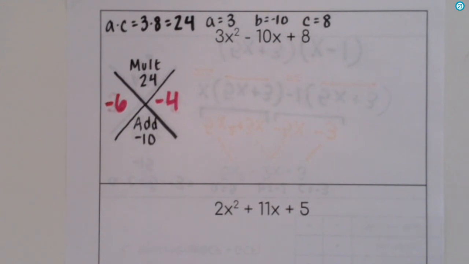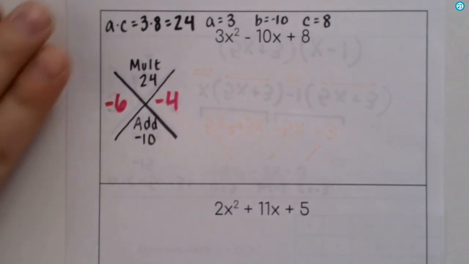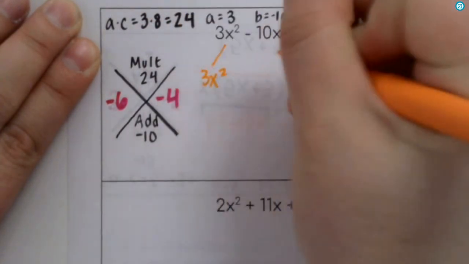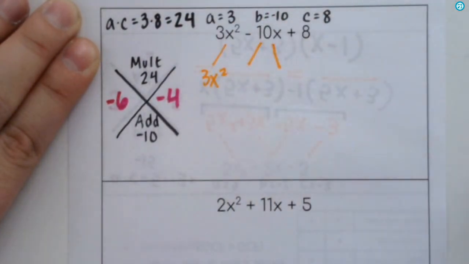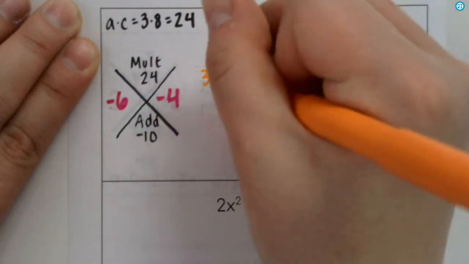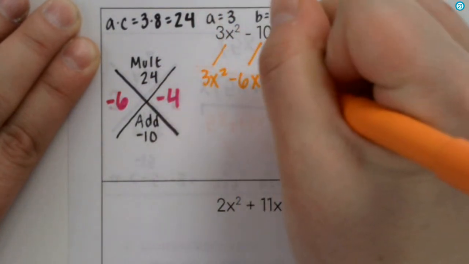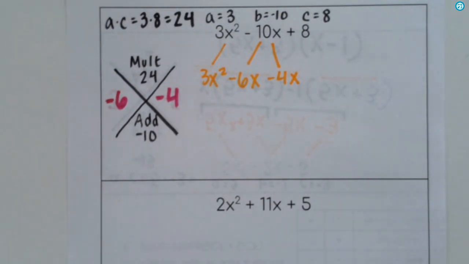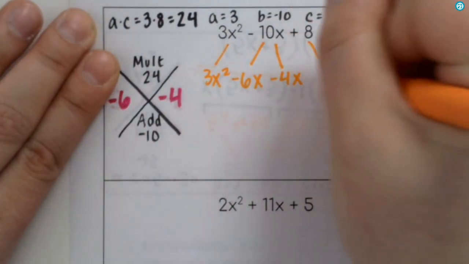Step 3 is to split your middle term. So 3x squared stays the same. My negative 10x is going to split into negative 6x and negative 4x. If I were to recombine those, they would just combine back to negative 10x. And then my 8 stays the same as well.